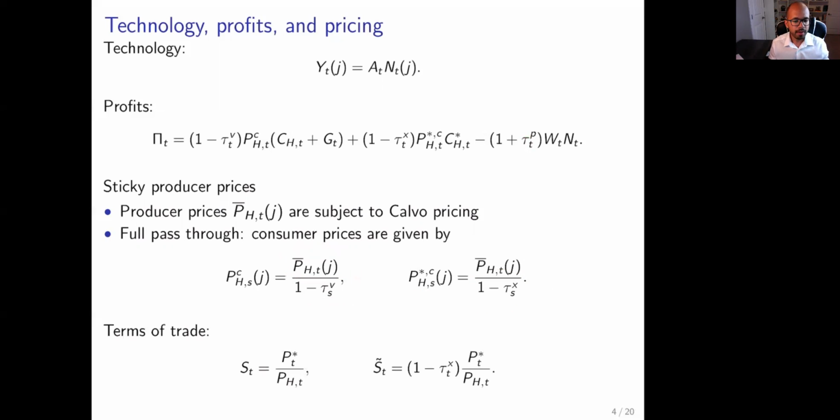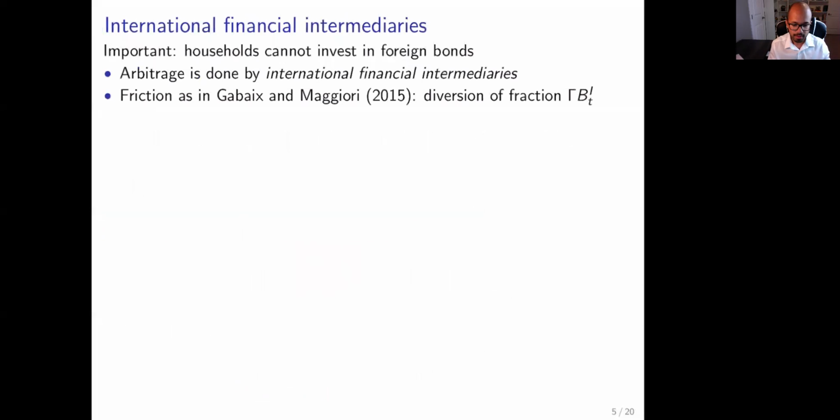You have the terms of trade, which depends on the relative price of foreign to domestic goods for domestic consumers and foreign consumers. This is the relative price for domestic consumers. Notice that due to border adjustment, it does not depend on the level of the VAT. Second, here is the price of foreign goods relative to domestic goods faced by foreign investors, which is affected by the export tax.